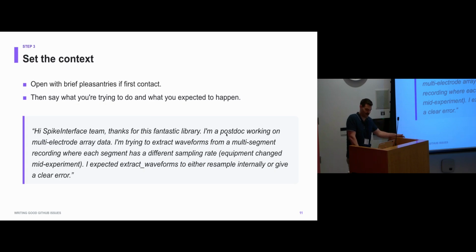I'm a postdoc working on multi-electrode array data. Okay, a little bit of context of who you are and what you're trying to do. I'm trying to extract waveforms from a multi-segment recording where each segment has a different sampling rate. Now, it's a bit of an unusual situation where I guess you've turned off the acquisition and turned it on with different sampling settings. Understandable that Spike Interface had never dealt with this situation before, but it's something that they should be able to handle gracefully, right, somehow.